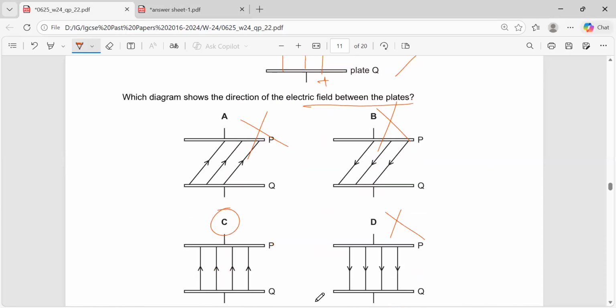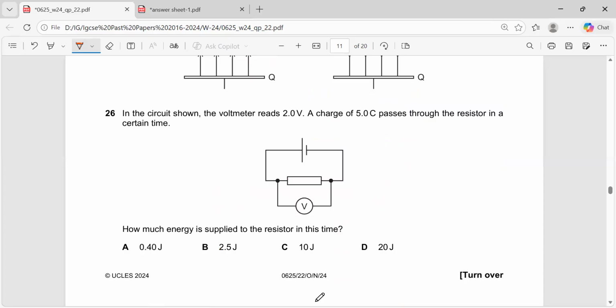Let's move forward. The next question is 26. In the circuit shown, the voltmeter reads 2 volt. A charge of 5 coulomb passes through the resistor in a certain time. How much energy is supplied to the resistor in this time? Very rarely this question comes. I have seen it in MCQs maybe in the last 5 years for the first time. But it is very simple if you know the definition of voltage, that is energy transferred per unit charge.